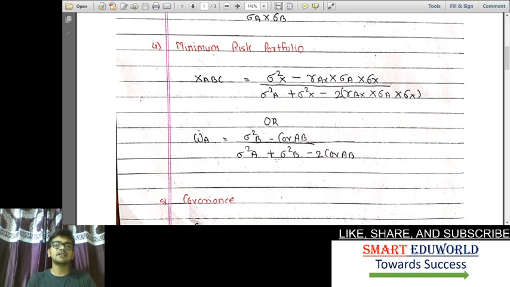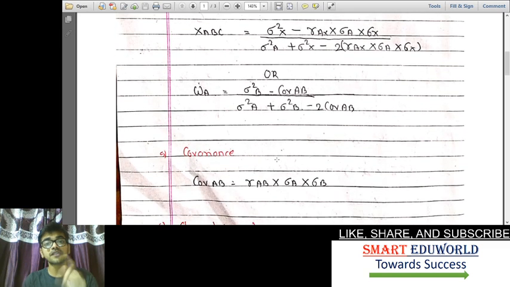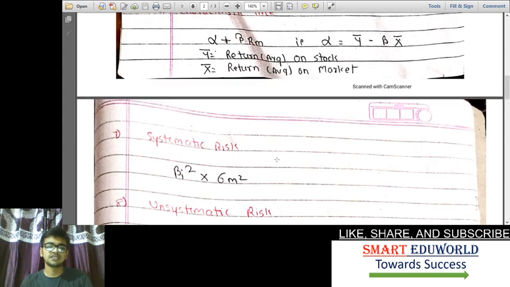After that we will revise the covariance formula. Covariance of AB is correlation AB into standard deviation A into standard deviation B. So this is a simple formula.